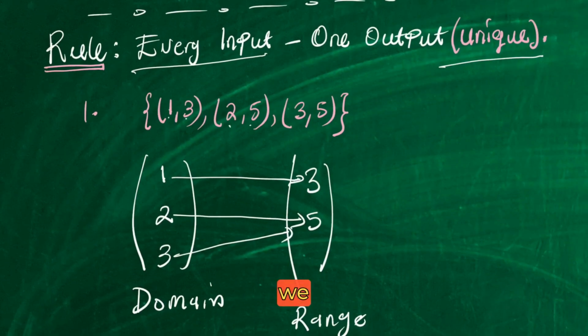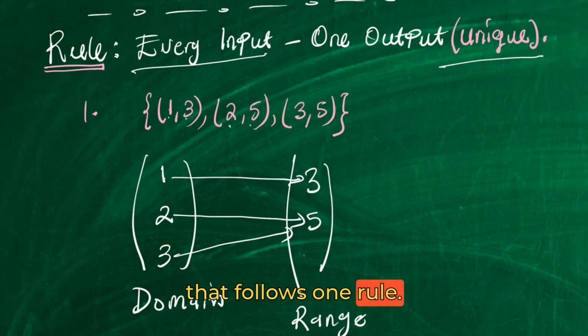In a nutshell, we said a function is just a relation that follows one rule. Every input produces one output.